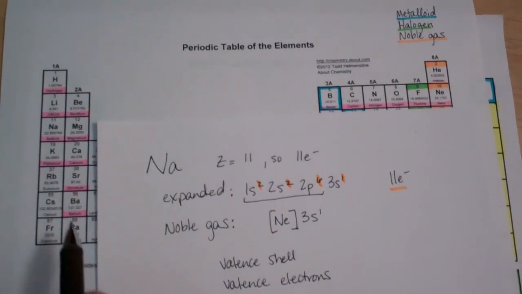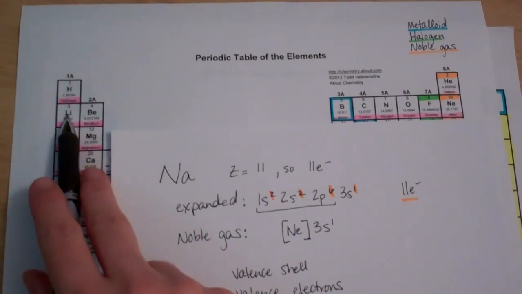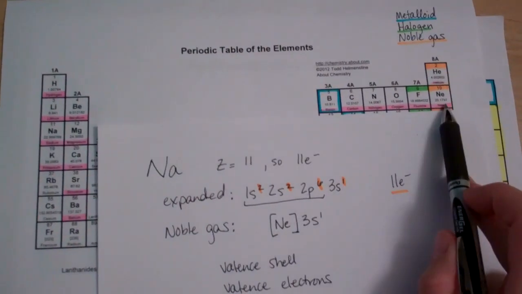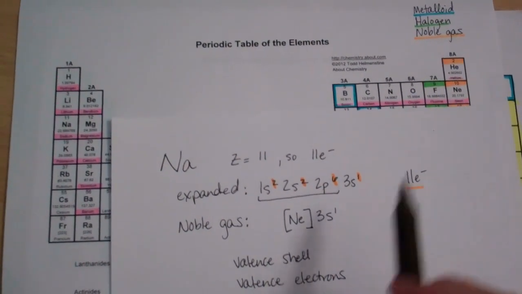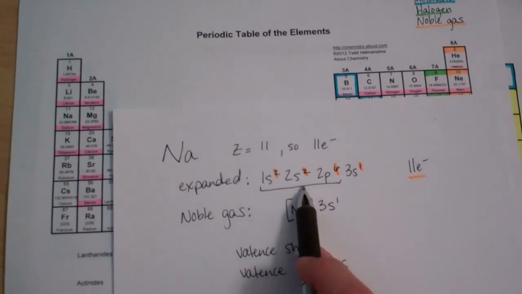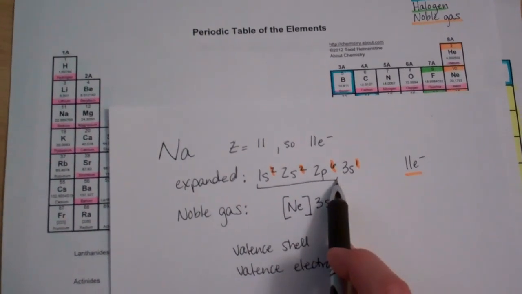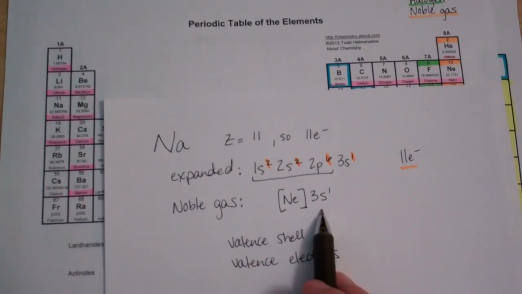Again, to find the noble gas, we look at sodium, move up a row, and all the way over to find neon. And neon has 10 electrons, which is represented here as 1s2, 2s2, 2p6. So we write neon 3s1.